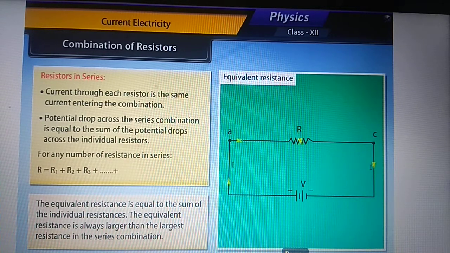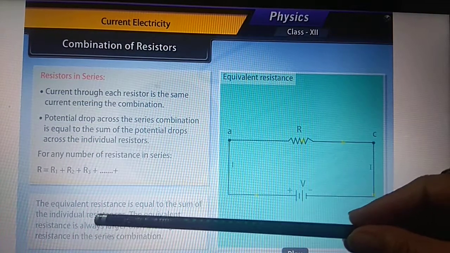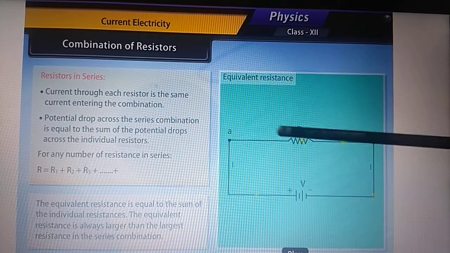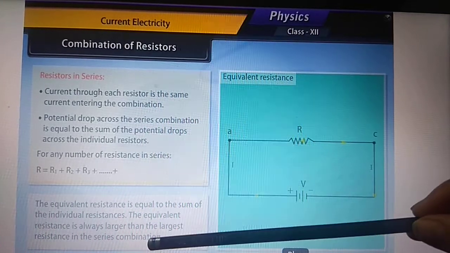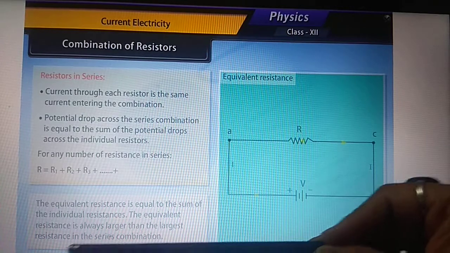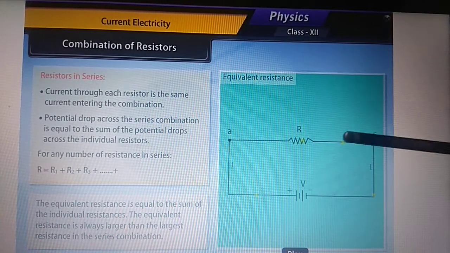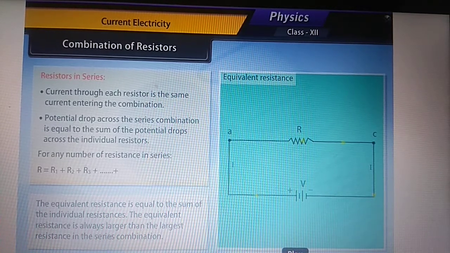The equivalent resistance is always larger than the largest resistance in the series combination. This has to be remembered: the final resistance that comes after combining resistances R1 plus R2 and R3 is always larger than the largest resistance in the series. Whichever is the largest resistance among these two or three, the final resistance will always be greater than it in the series combination.